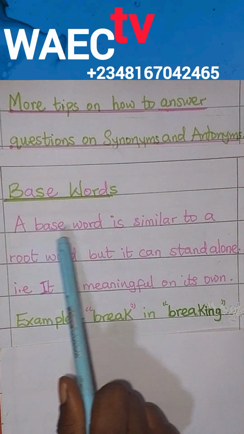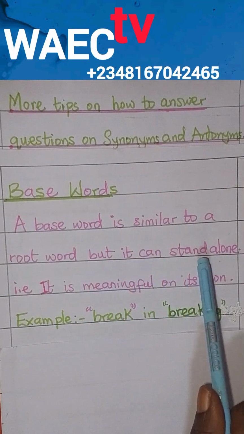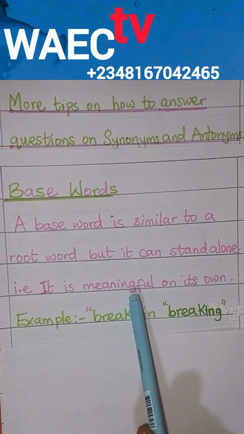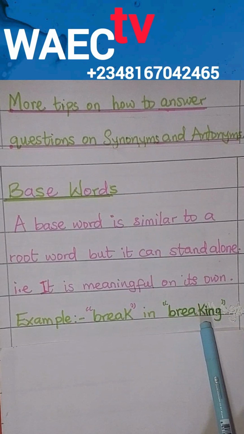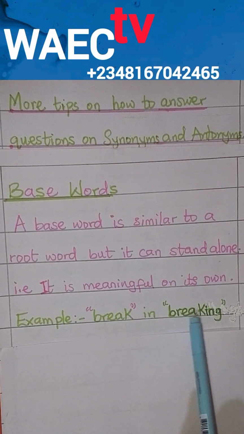Let's look at base words. A base word is similar to a root word, but it can stand alone, unlike the root word. Base words can stand on their own. That is, it is meaningful on its own. Example, you have break. Break as in breaking. Break is the base word, while ing is the suffix attached to break, which gives you breaking.